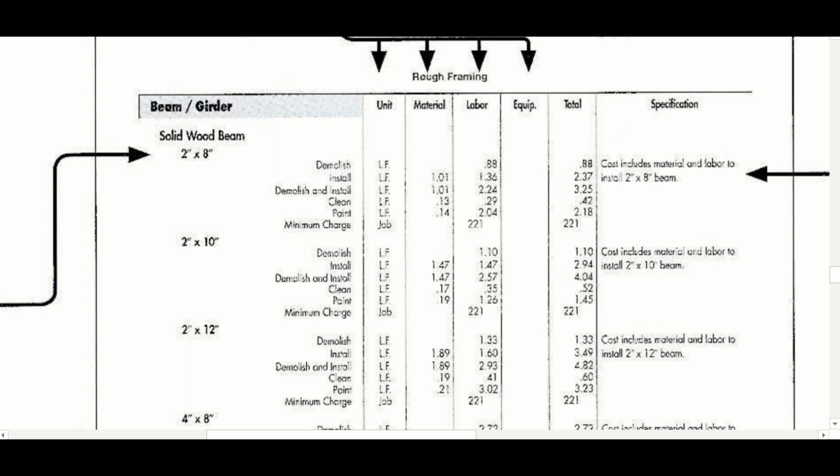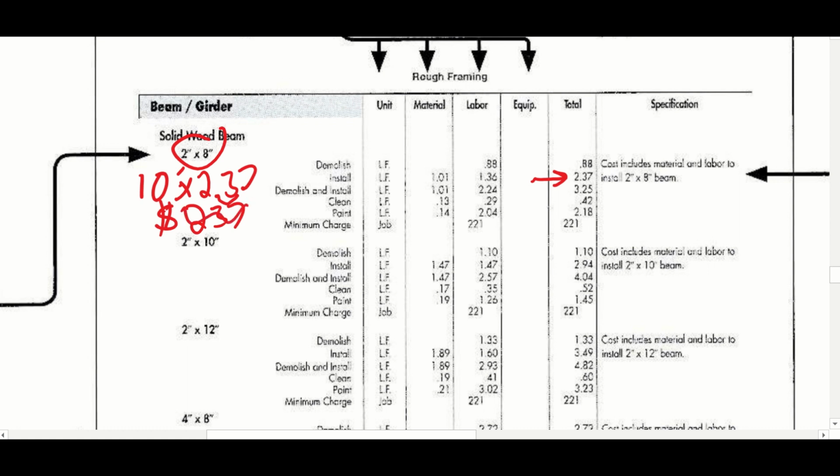Okay, so let's just do a quick sample. Let's say I want to install a 2-inch by 8-inch beam and it's 10 feet long. So there's 2-inch by 8 inches, and we're going to do 10 feet. I'm going to look over here for installing that. It's $2.37 times 10 feet. So 10 feet times 237 would be $237, because we're going to move that decimal.